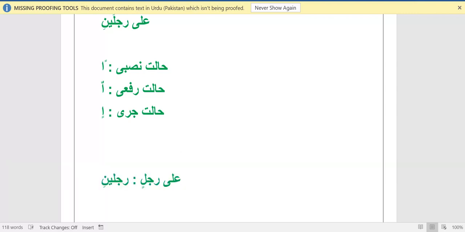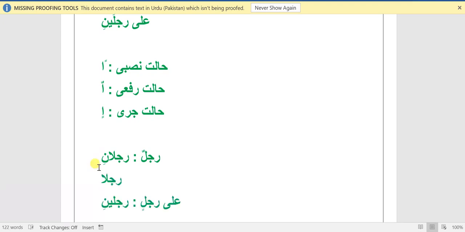Now again, I'm writing rajulun with pesh. If we are writing rajulun with zamma, that is in halate raf'i state. Now I'm writing the tasniya word in halate raf'i state, so that is alif noon, rajulani. Now if I'm writing the wahid word rajulan in halate nasbi state, for tasniya we have to add ya noon. So this rajulani is in halate raf'i state, and this rajulaini and this rajulaini are in halate nasbi and jarri state respectively. I hope you understand where to add alif noon and ya noon.